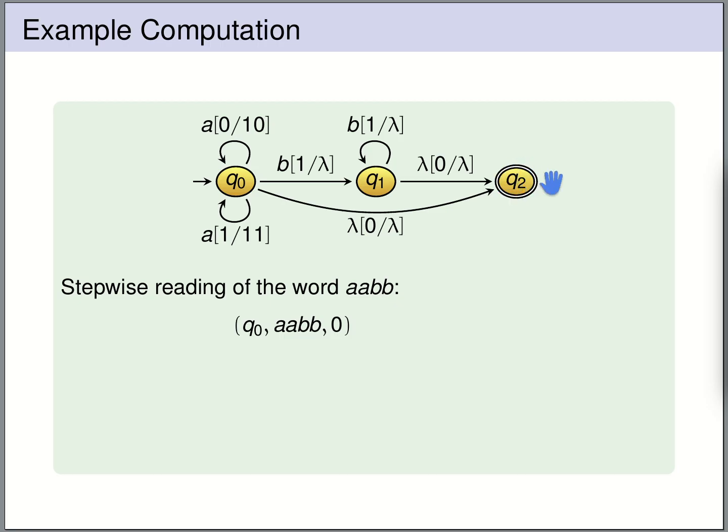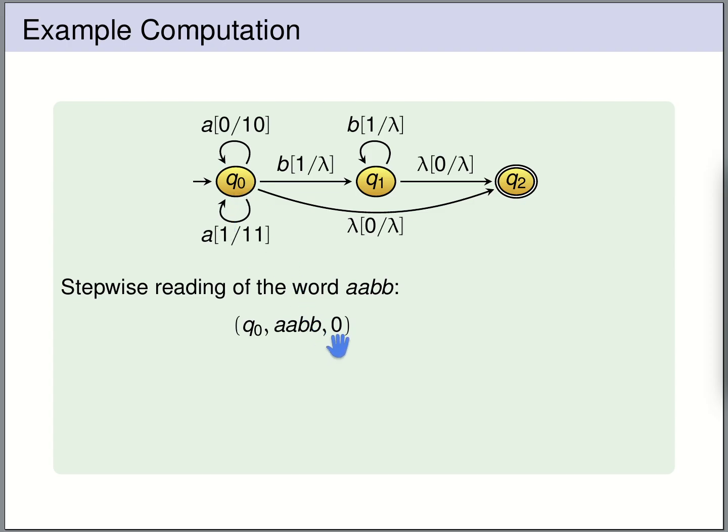However, then in Q2 we cannot read any input anymore. So there's no way to get from Q2 to a state where we have consumed all the input. So this would not be an accepting path. So if we want to accept this word, we have to consume this entire word. So we have to read the A using this transition or this transition.